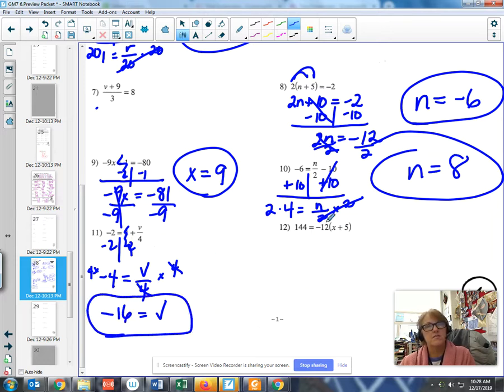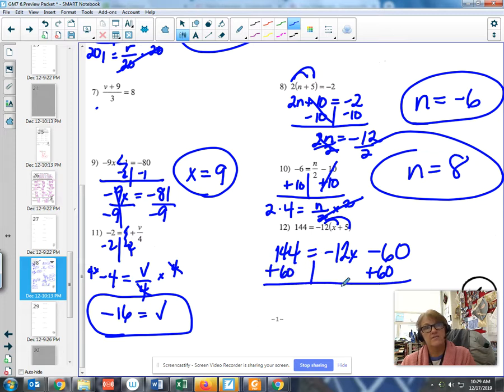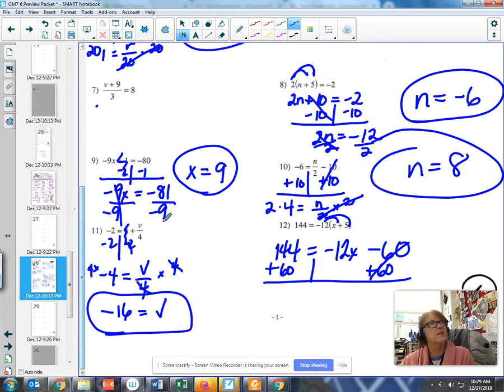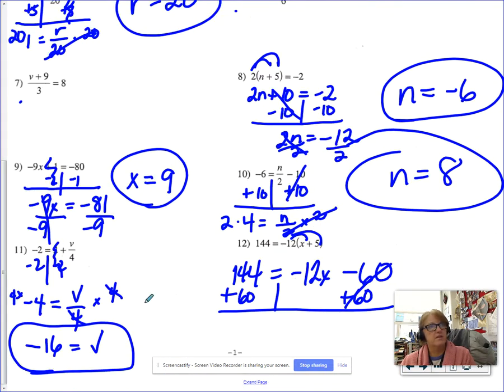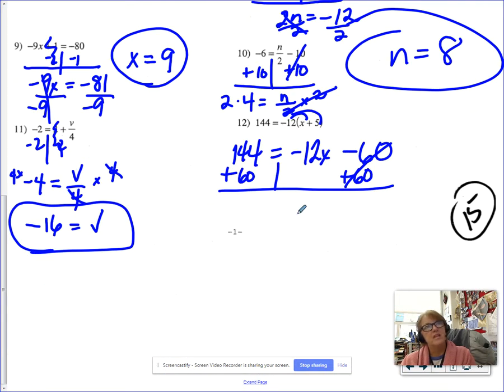And this last one, please make sure you distribute the -12 first, which means bring the 144 down and rewrite all this. You get -12x and a minus or -60. Counteract by adding 60 to each side. That disappears. So now what we're left with, and let me try to bump this up a little bit. You still have -12x on the right, and now you have 204 here.